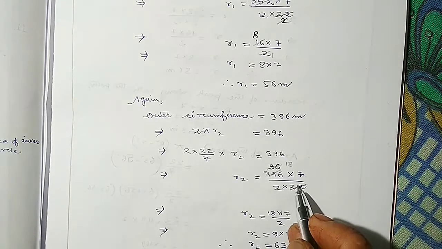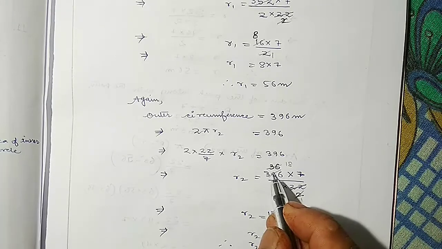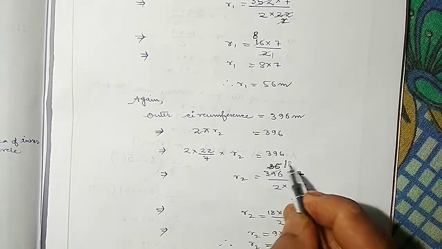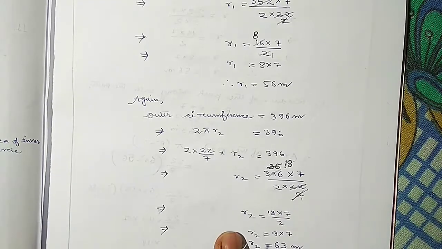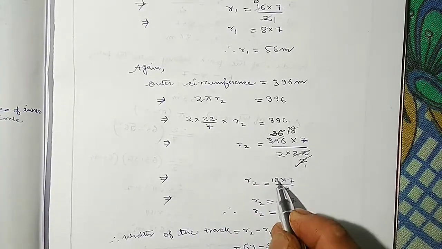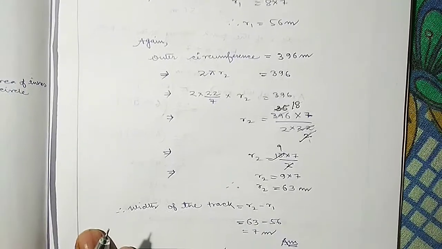Clear? So I have cancelled 22 by 11. I got 2. I have cancelled 396 by 11. I got 36. Again, if I cancel 2 and 36, I will get 18. So r2 equals 18 into 7 by 2. Cancel 18 and 2. You are going to get 9. So r2 will be 7 nines are 63 meters.